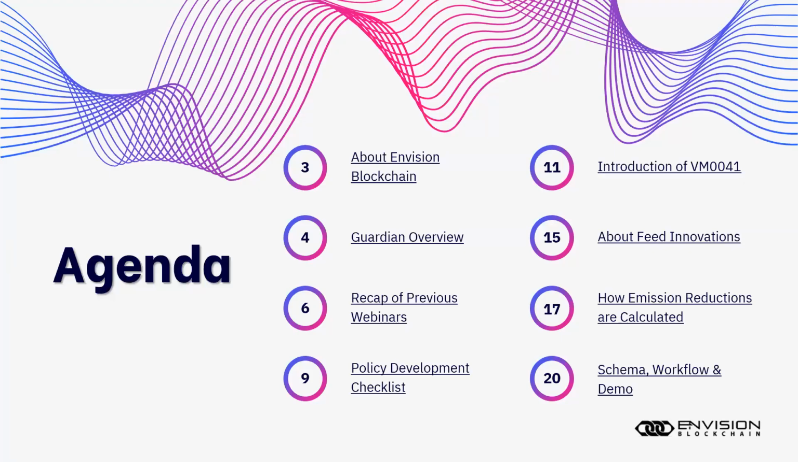In our agenda today, we have 8 topics we'll cover, and these include a little bit about Envision Blockchain, a Guardian overview, a recap of our previous webinars, our policy development checklist, an introduction of VM41, feed innovations, how emission reductions are calculated, then we'll go over our schema, workflow, and do a demo on the Guardian.